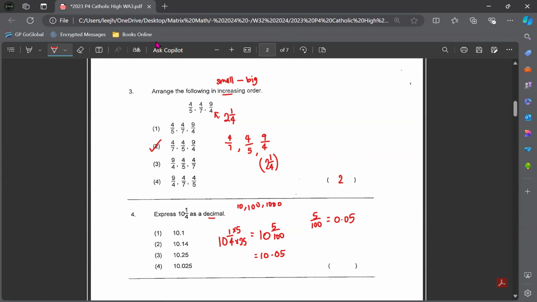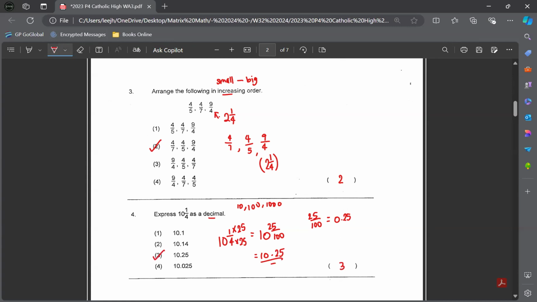Sorry, scratch that. Sorry, it's not times 5, my mistake. So this is times 25. Okay, so this is 25 over 100. So this will be 0.25. Sorry, it's my mistake. So 10.25. So this is your answer, number 3.